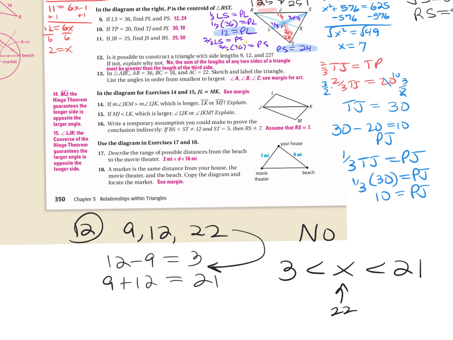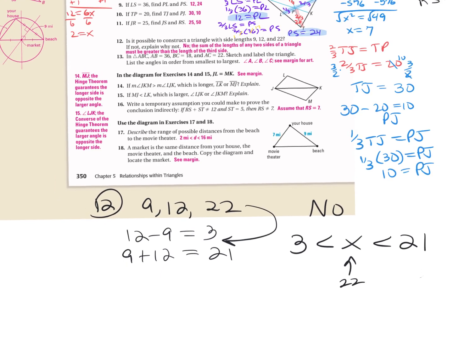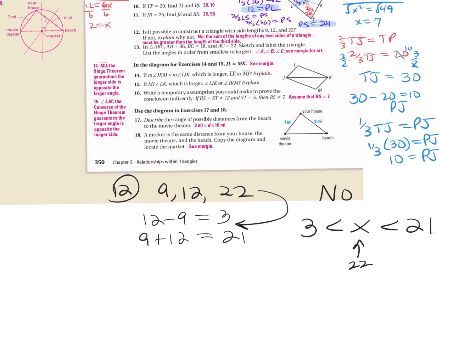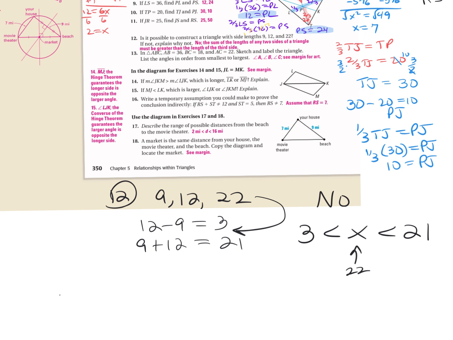For number 13, it says in triangle ABC, so let me go ahead and sketch this triangle. And again, you don't necessarily have to draw it to scale. So A, B, C, and it says AB is 36. It said BC is 18, and AC is 22. So this is number 13.